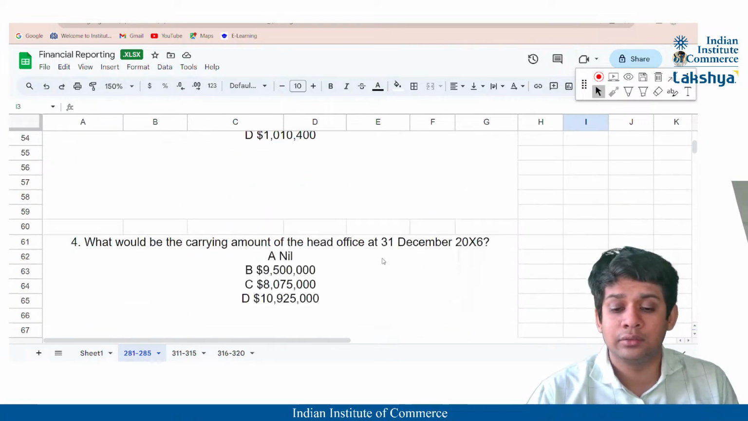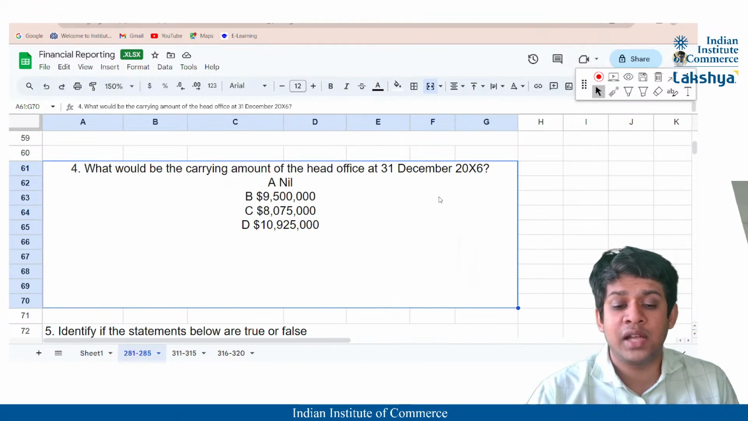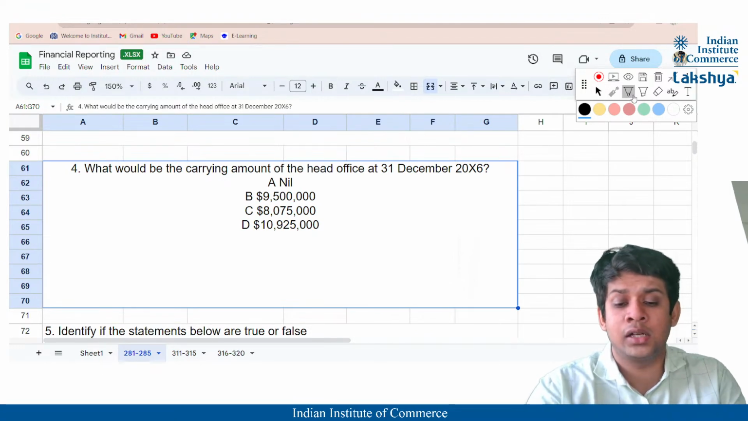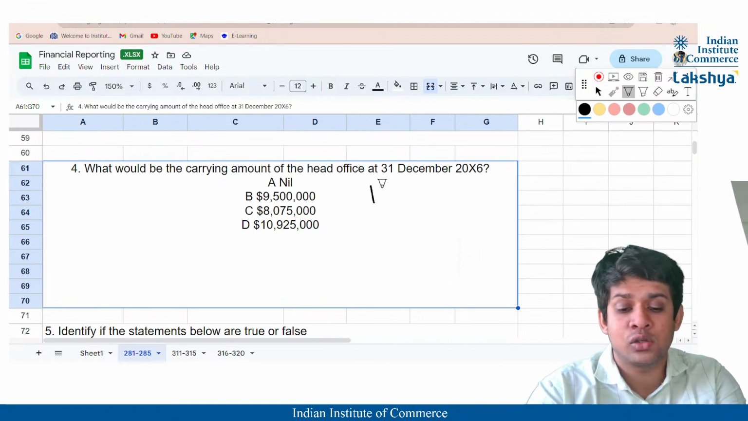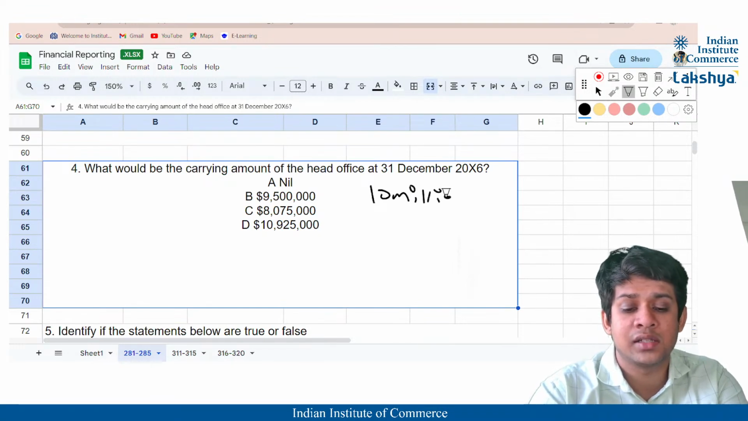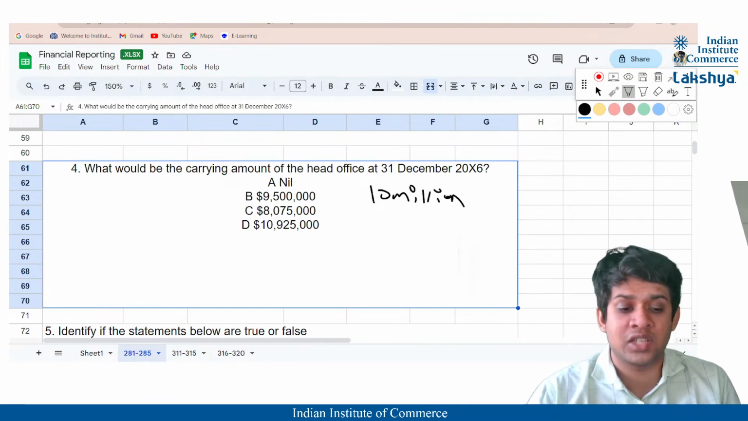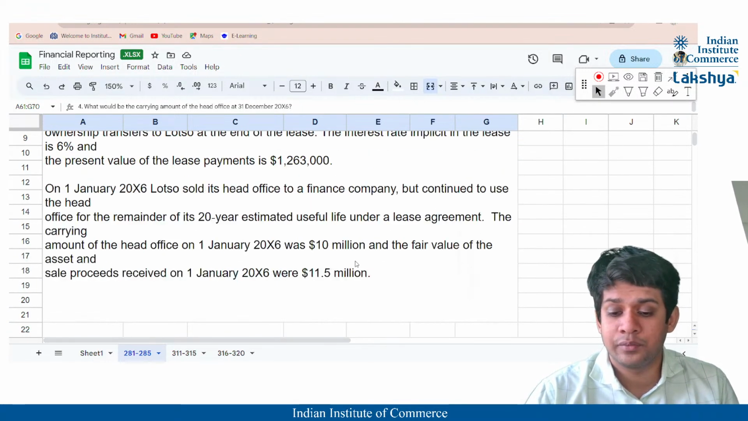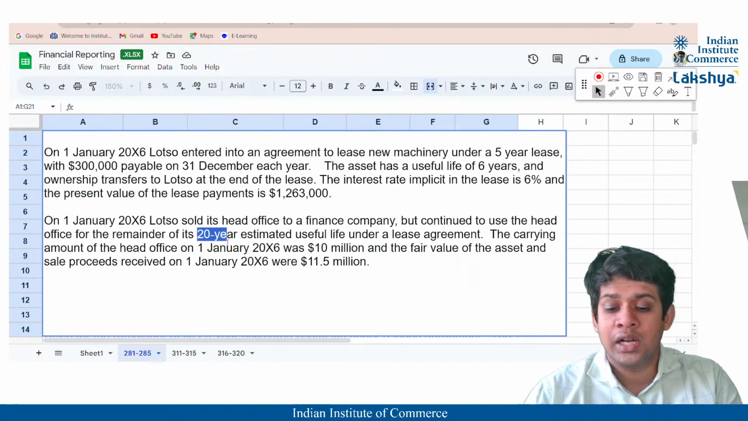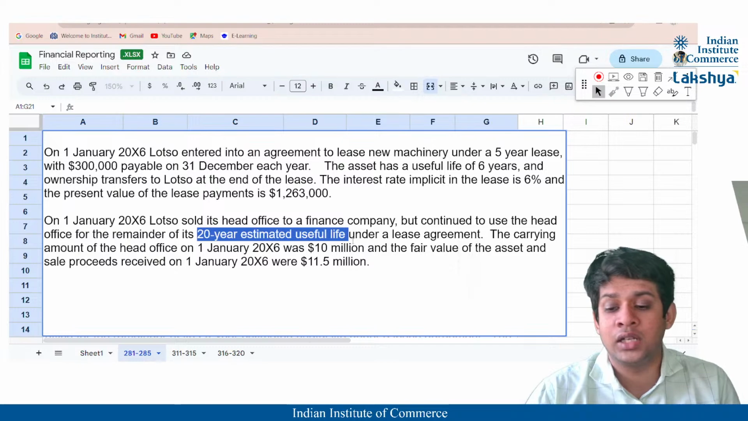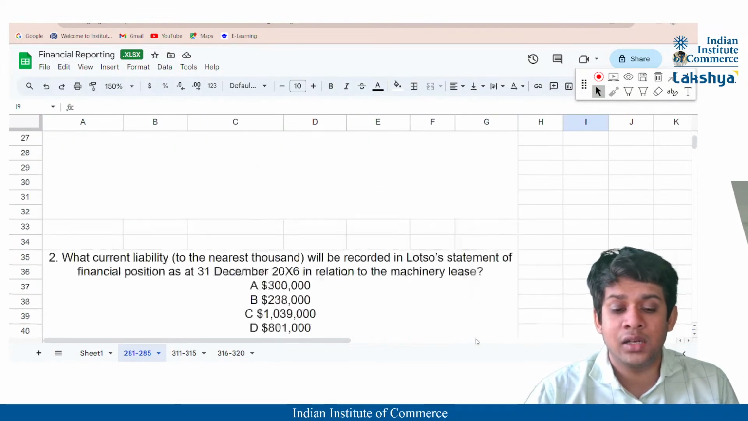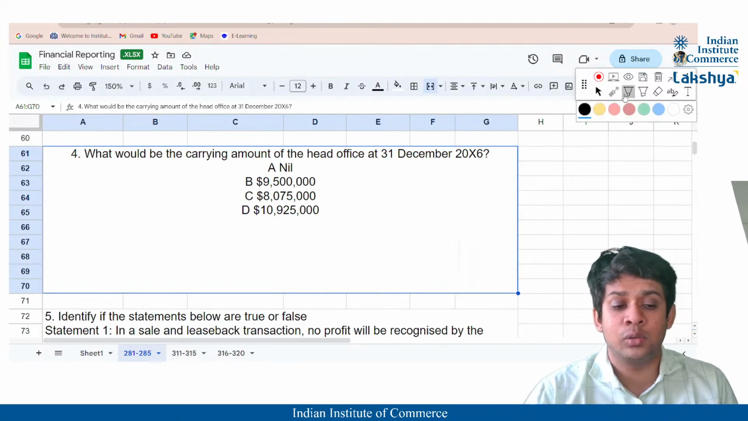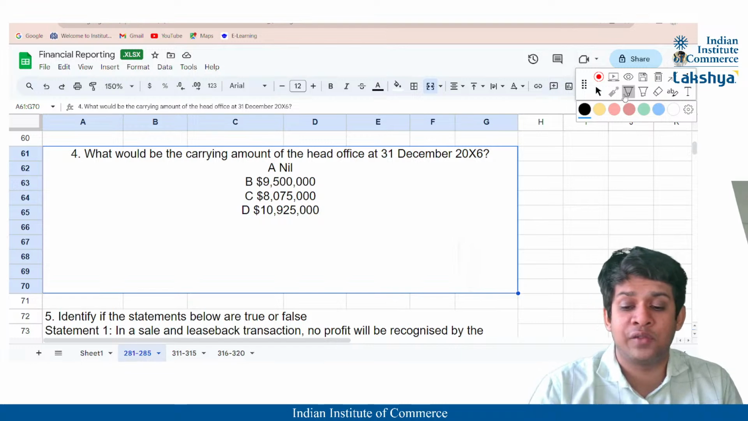The question is asking what is the carrying amount of the head office at 31st December 2016. So the asset will not be derecognized. Its value was 10 million, and it will remain as it is, and whatever depreciation is charged. For depreciation, the asset had a useful life of how many years? Yes, you can see here it had a 20-year estimated useful life under the lease agreement, and the depreciation will be charged for the full year because it was at 1st January and we are calculating for 31st December.